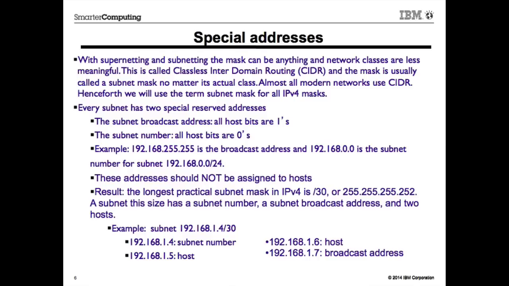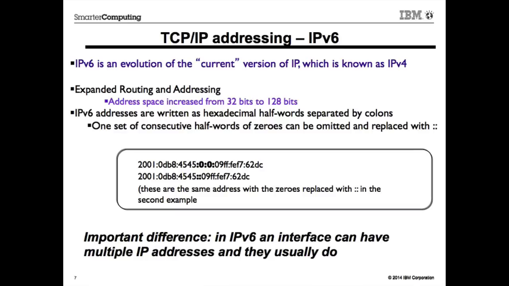Now that's IPv4. Also coming along is IPv6, which is becoming more and more common, and IPv6 is the next evolution of IP addressing. The main difference between IPv4 and IPv6 is the address size. IPv4 addresses are 32 bits long, IPv6 addresses are 128 bits long. Because they're so long, they're written as hexadecimal half words, to try to make the notation somewhat compact. And you have hexadecimal half words separated by colons.